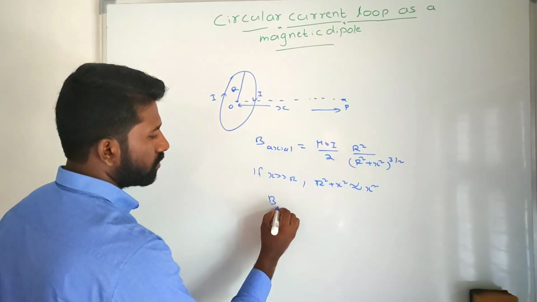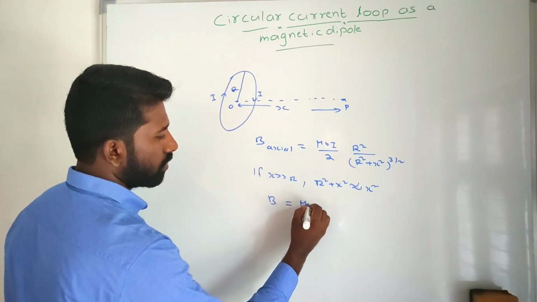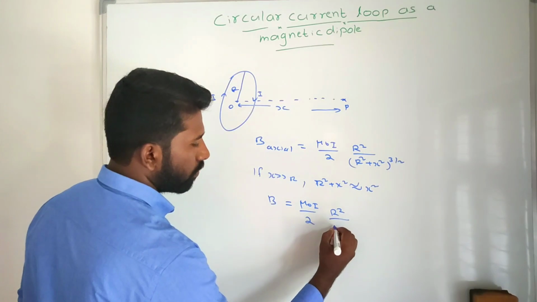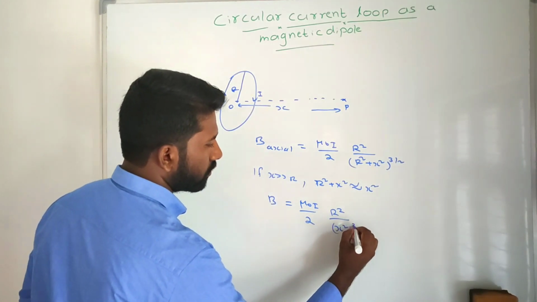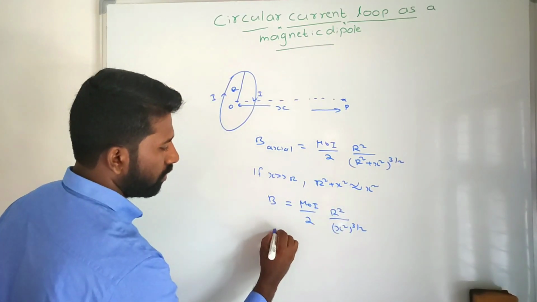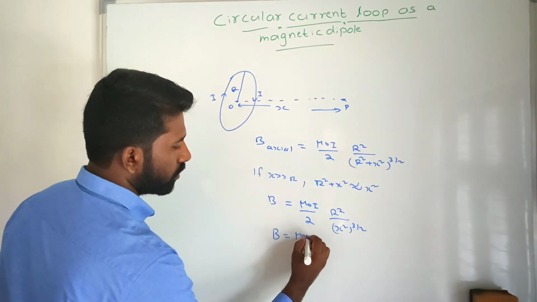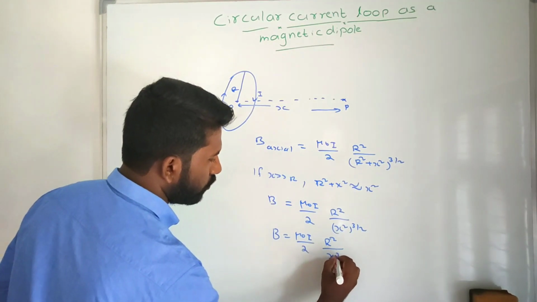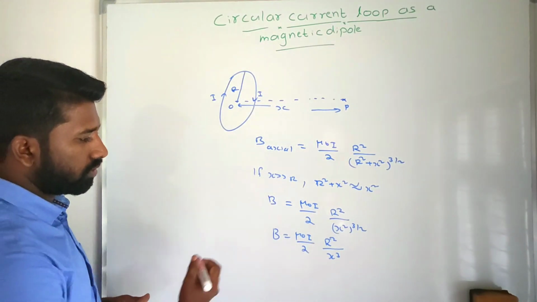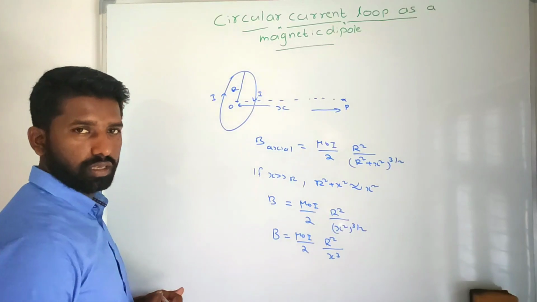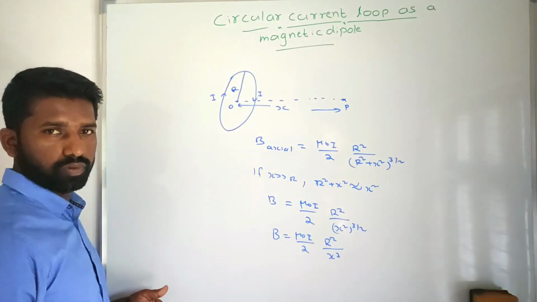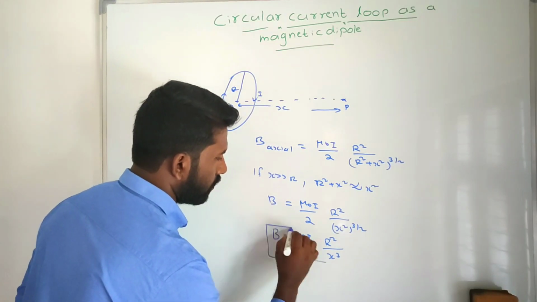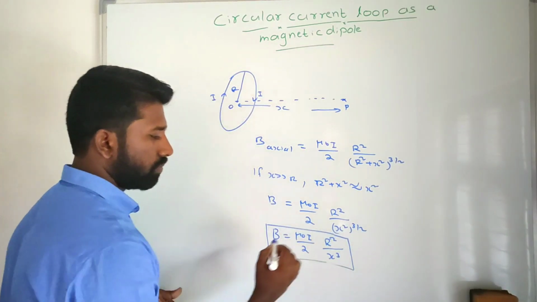So now you can change this equation, that is B is equal to mu 0 I by 2 r square divided by x square all power 3 by 2. That means B is equal to mu 0 I by 2 r square divided by x cube. Okay, this is the magnetic field at a point along the axial line of a dipole. This equation I will make some changes.